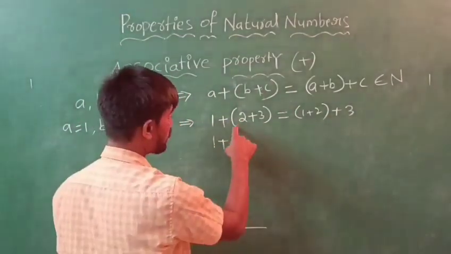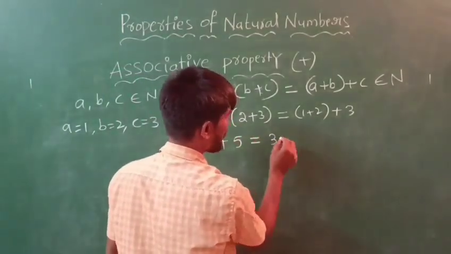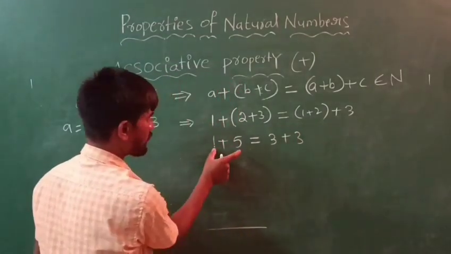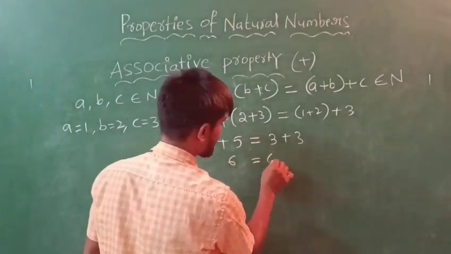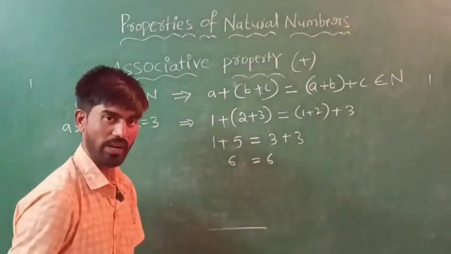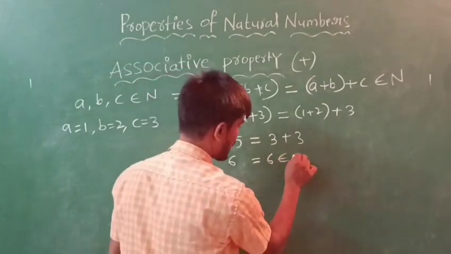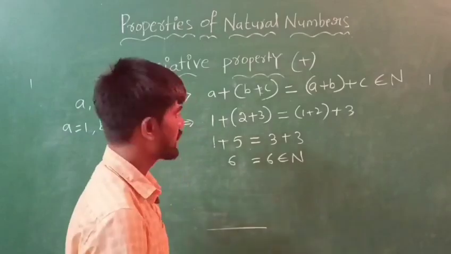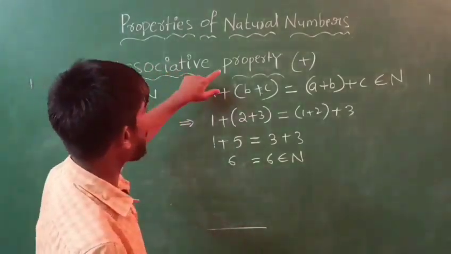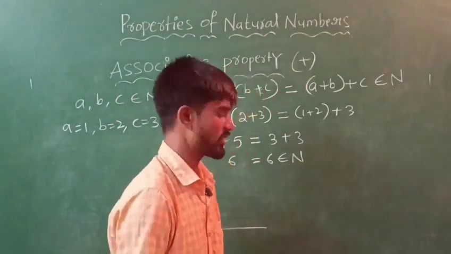I am removing the bracket. Here 1 plus 2 means 3, plus 3. Here 1 plus 5 is equal to 6, and 3 plus 3 is 6. Here the left hand side value is equal to the right hand side value. This result is a positive value, and 6 belongs to natural numbers. Here the associative property under addition is satisfied.